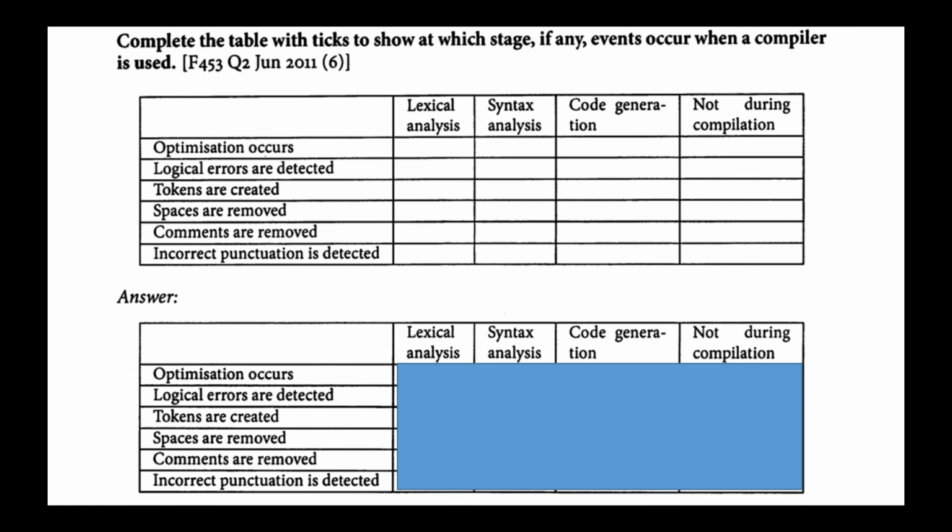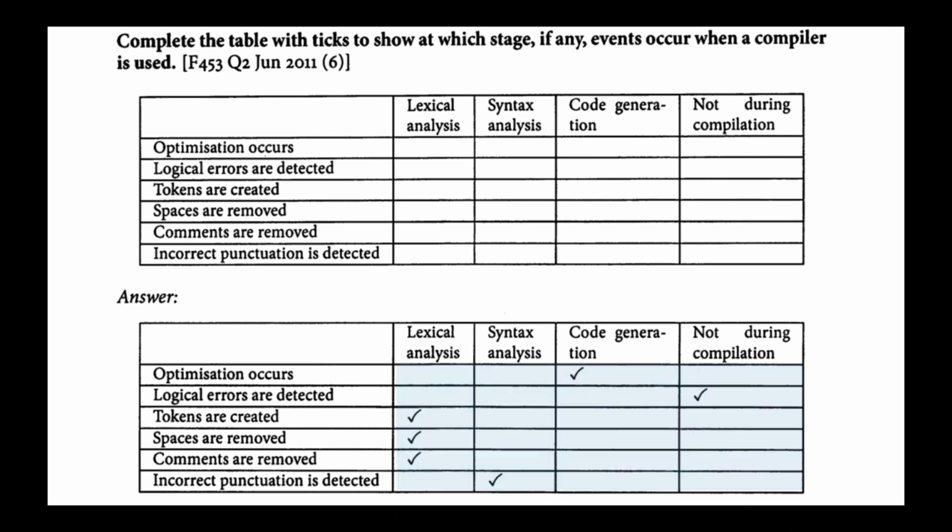Well then, so here's another table that you can do. So what happens during the compiler? So fill this table in and then we'll get the answers. So here we go, here are the answers. So the optimization occurs in the code generation.